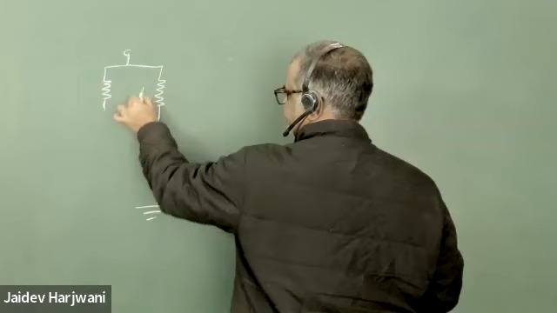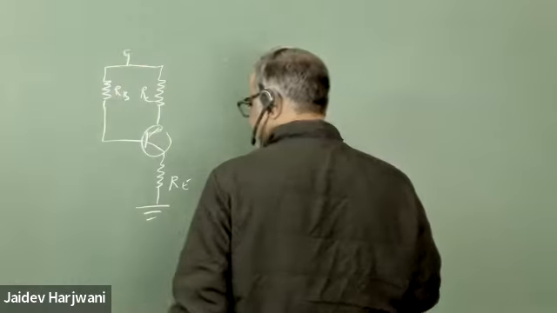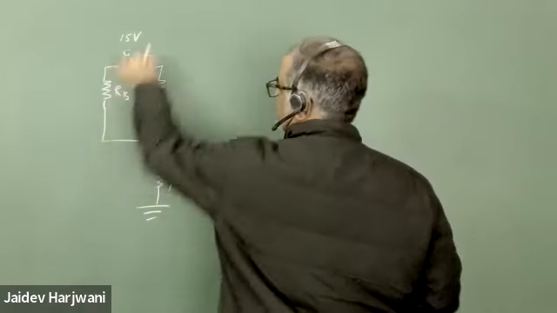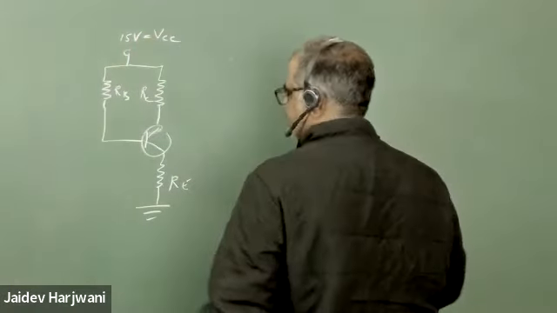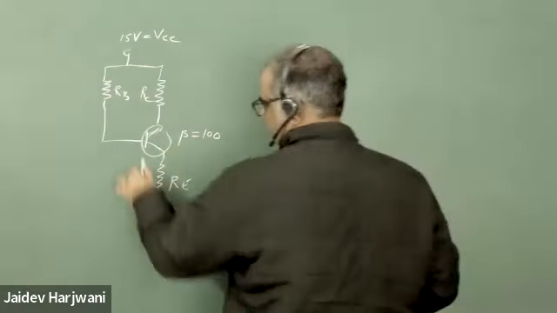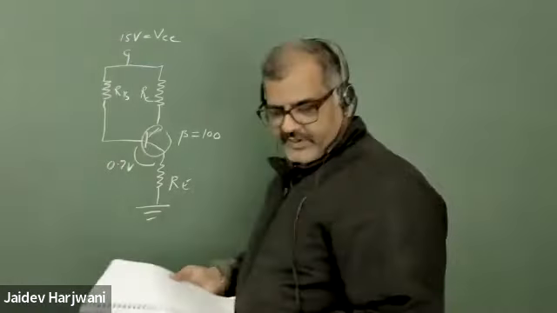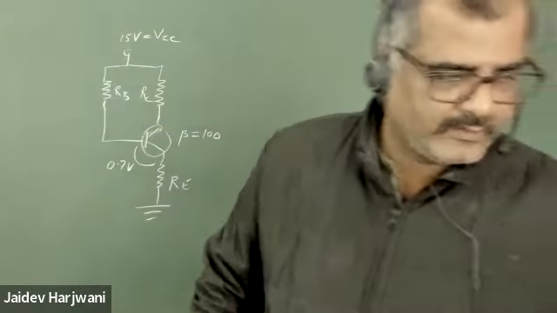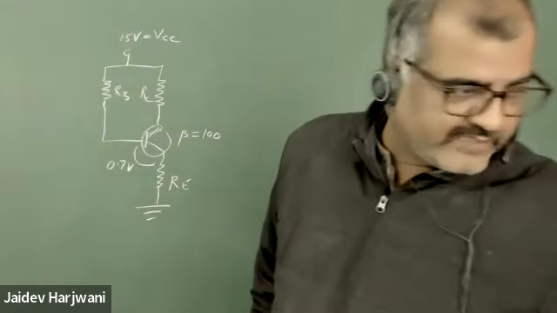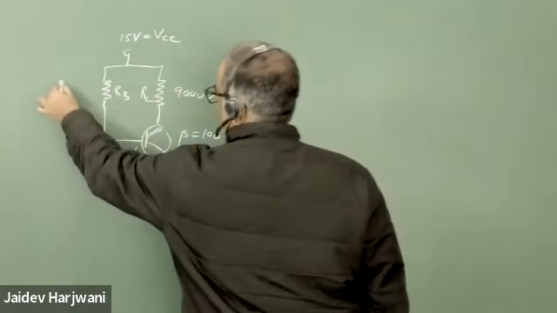Okay, you have RC, you have RB. RB is connected directly to the base, and the power supply is given as 15 volt VCC. And beta in this particular question is 100. VBE is given as 0.7 volt. So you need to find the operating point. RB and RC values are given as 100 kilo ohm and 900 ohm.